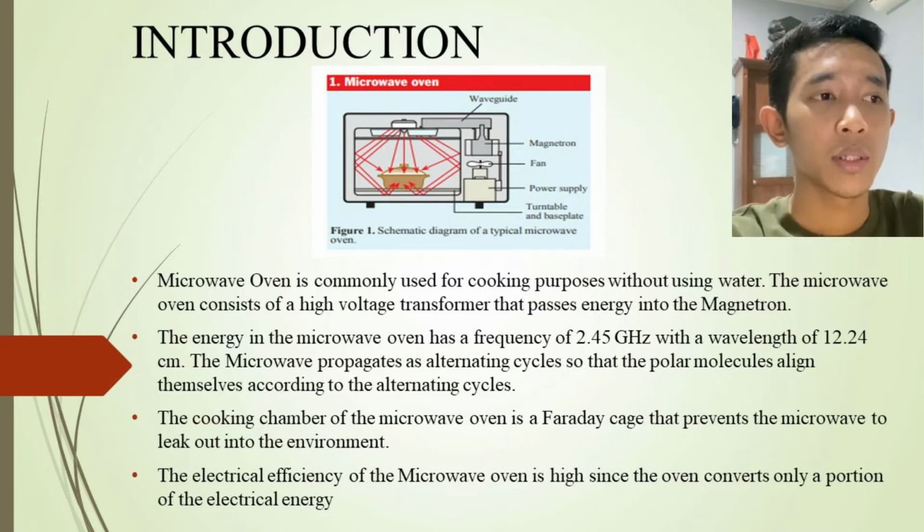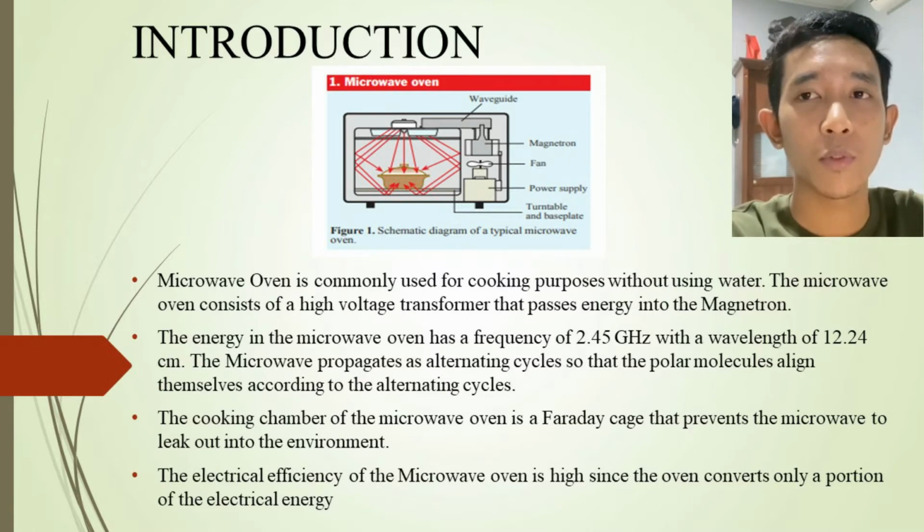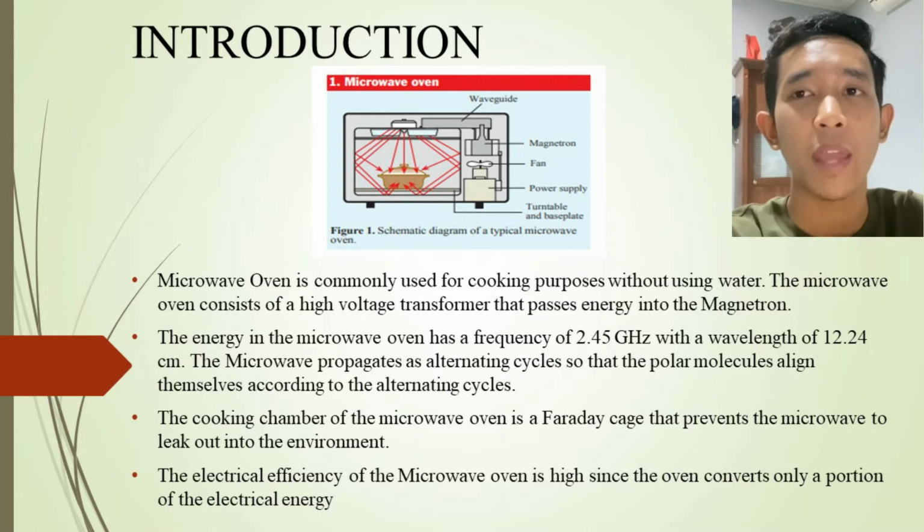The next one, the cooking chamber of the microwave oven is a Faraday cage that prevents the microwave from leaking into the environment. We always see when we reheat food, we put the food inside the oven, so when the oven is operating, it will not leak out to the environment. The glass door of the oven helps to view the interior of the oven. We can see the food from the outside.